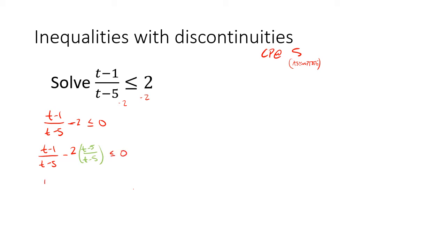So then we'll have (t minus 1 minus 2t plus 10) divided by (t minus 5) is less than or equal to 0. The top will clean up to be (negative t plus 9) divided by (t minus 5) is less than or equal to 0.